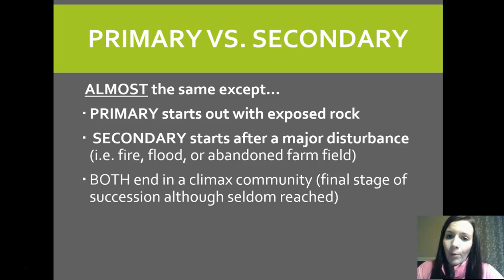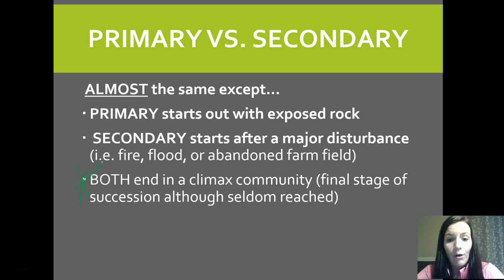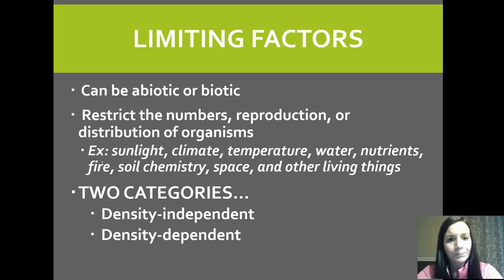So when we look at primary versus secondary, they are almost the same. The species go in the same order in terms of how they inhabit the area. The only difference is primary starts with that exposed rock, and secondary is starting after a disturbance, a fire or flood, or even something like an abandoned farm field. They both end in a climax community though, and this is the final stage of succession, although it's seldom reached just due to changes in environments in general.